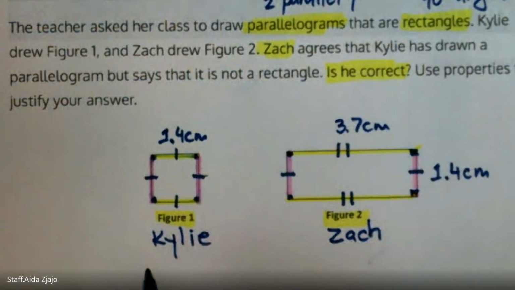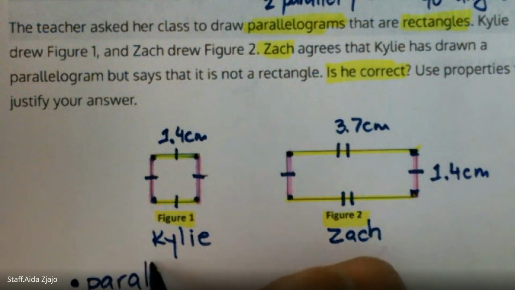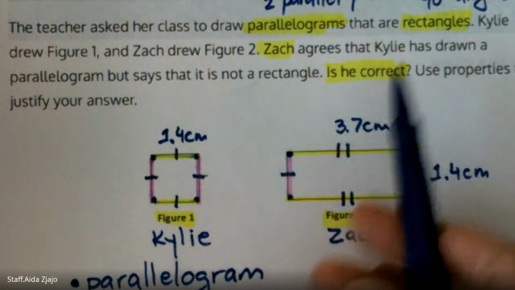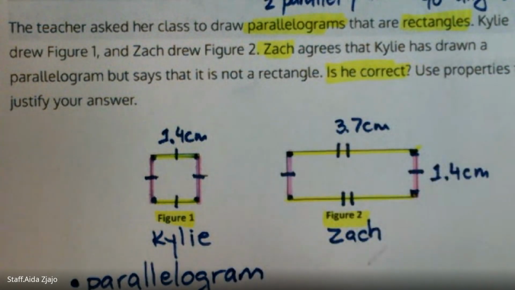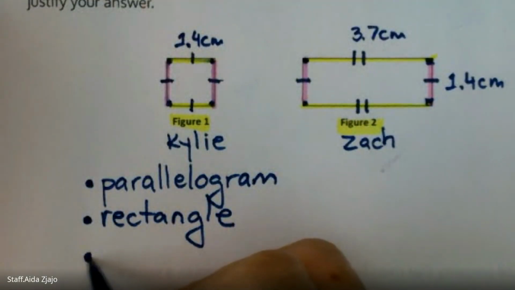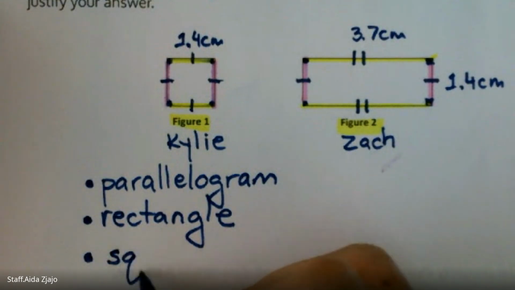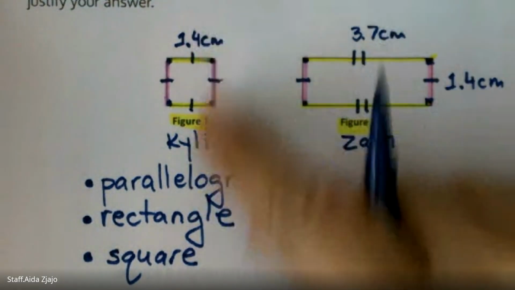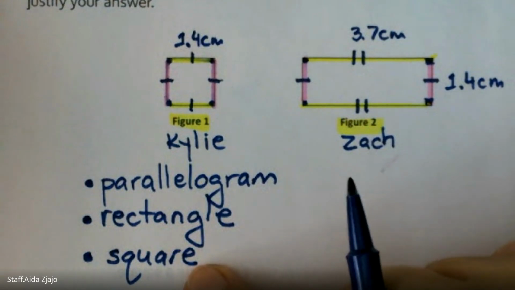So you can say this is a parallelogram, but it's also a rectangle. Sorry, okay, and it's also a square. So this has the properties of a square.